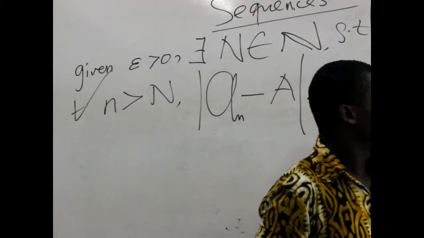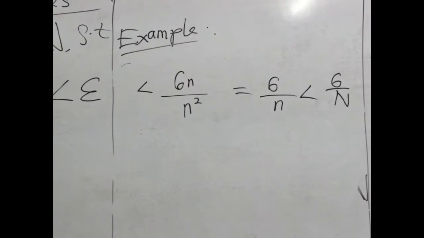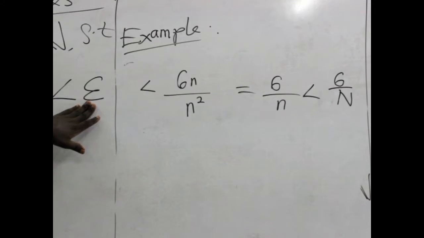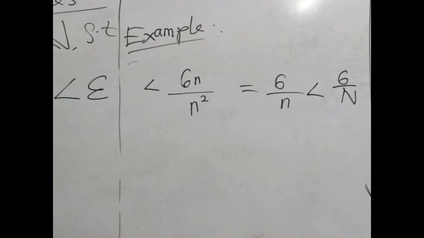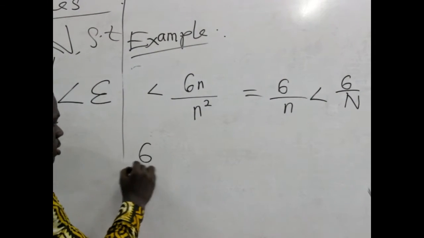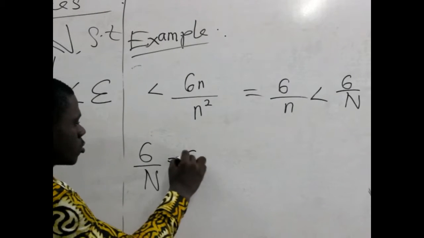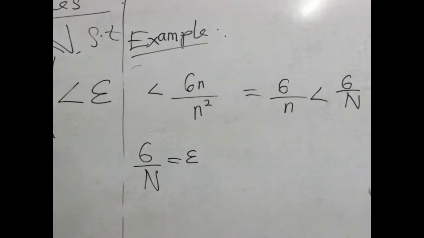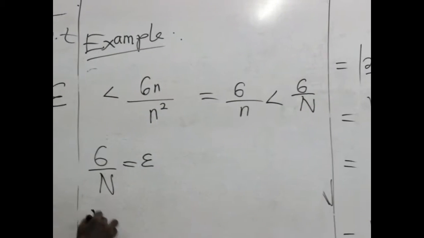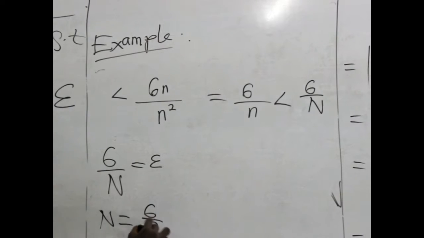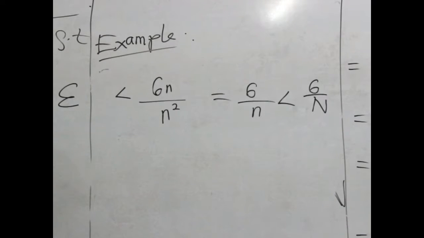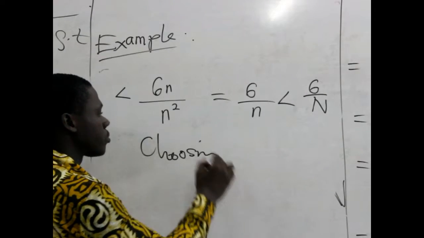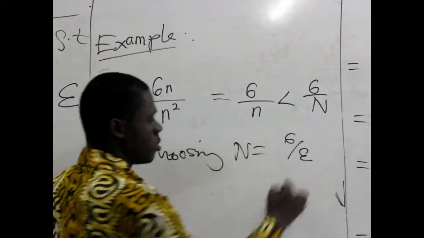Now, we are at the final aspect where we have to introduce the epsilon. We don't really know how we introduce that, but we just say that, okay, let's say 6 divided by big N is equal to epsilon. So we quickly make N the subject. Making N the subject will give us N equal to 6 divided by epsilon. Then we claim it and pretend that we know it already, and say, choosing N to be equal to 6 divided by epsilon.